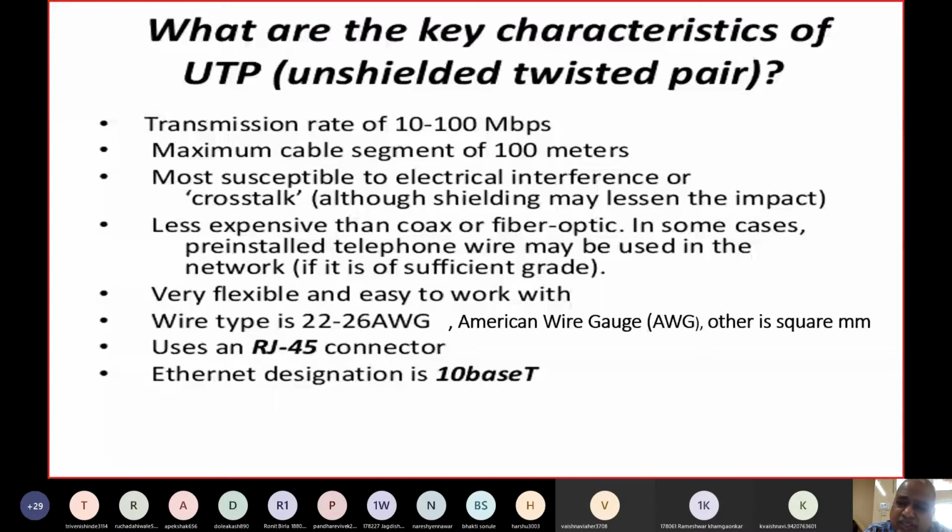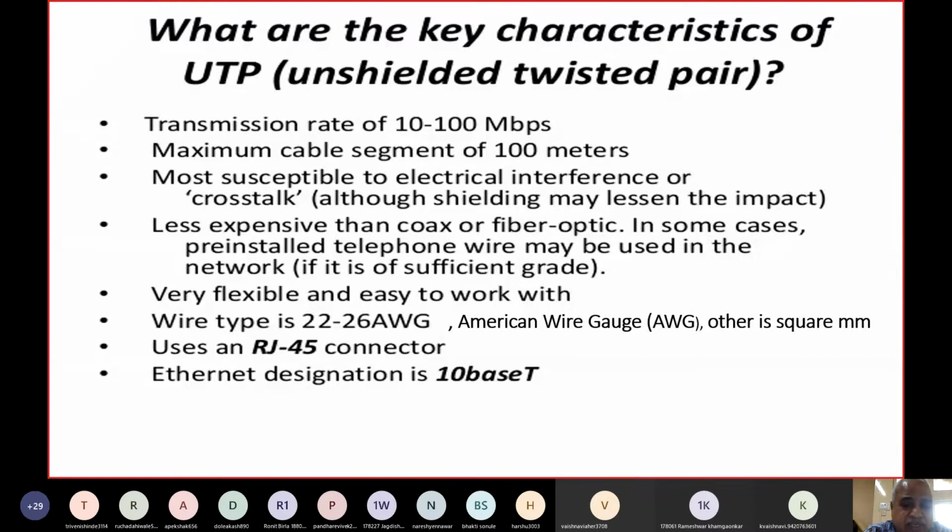It is very similar to what we normally say as square mm. Whenever you go for any electrical cable and want to purchase one, we normally say 2 square mm, 4 square mm, or 1.5 square mm, 1 square mm. These are normally the other ratings or specifications of a wire. Then it normally uses RJ45 as a connector, which is an 8-pin connector. We'll see details about it later.